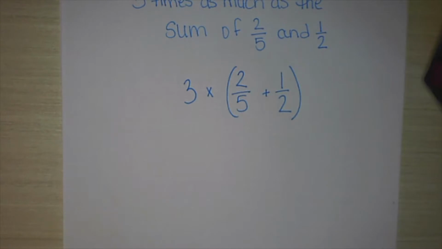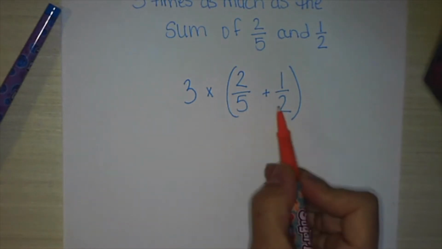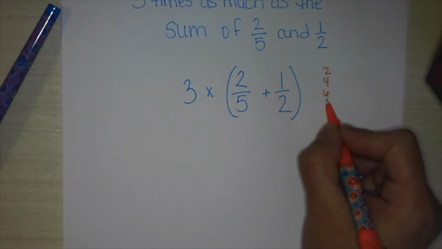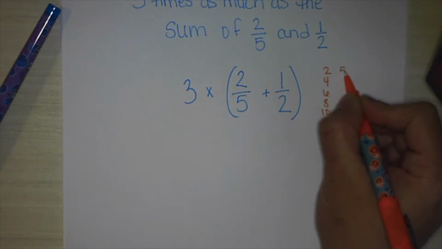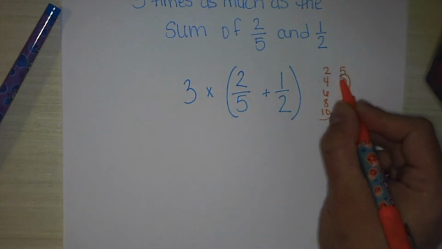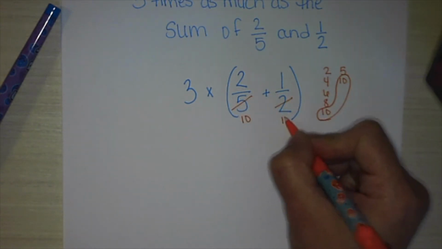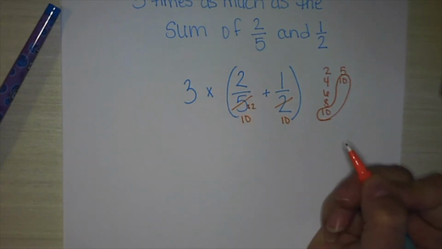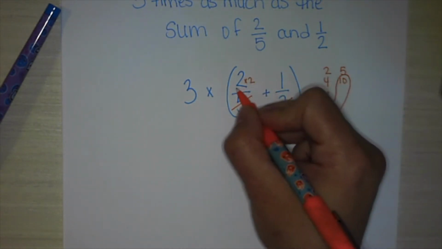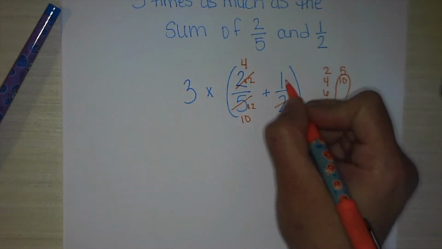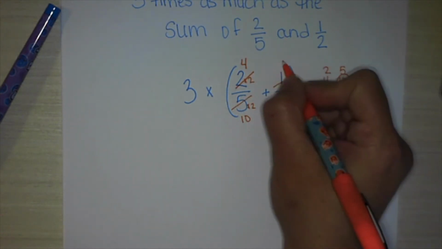Now let's work on solving for that expression. I'm going to go to my parentheses and I'm going to work this problem first. I see I do not have common denominators, so I'm going to do a skip count. Look, 10. So this 5 is going to become a 10, and so is this 2. 5 times 2 is 10, so I need to multiply this times 2, and I get 4. 2 times 5 is 10, so I need to multiply my numerator times 5, and I get 5.